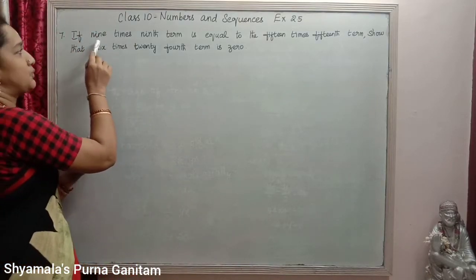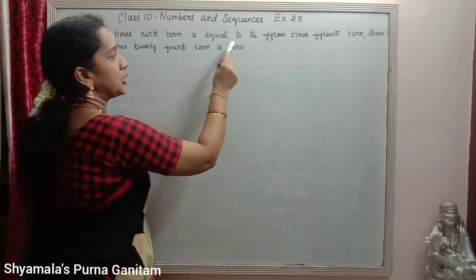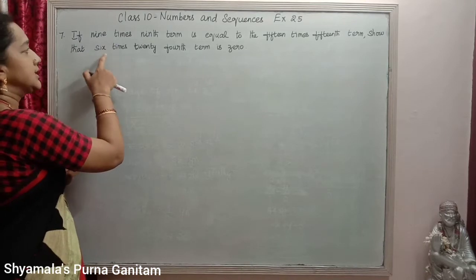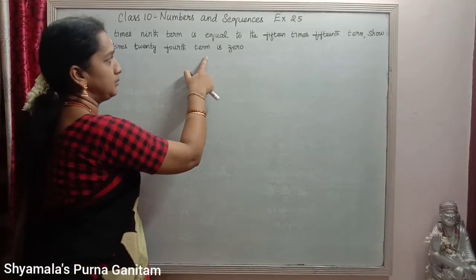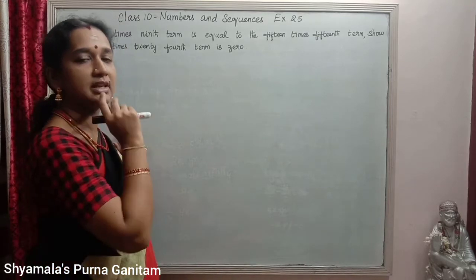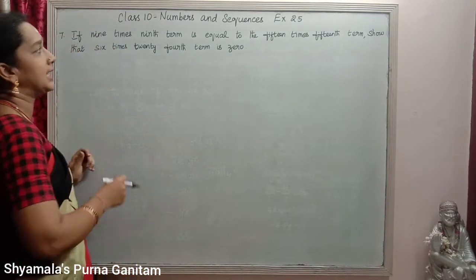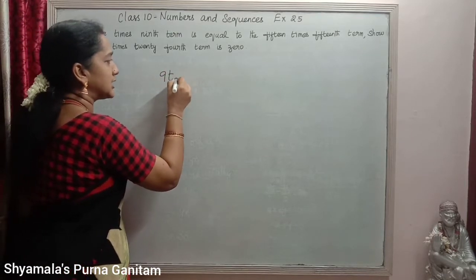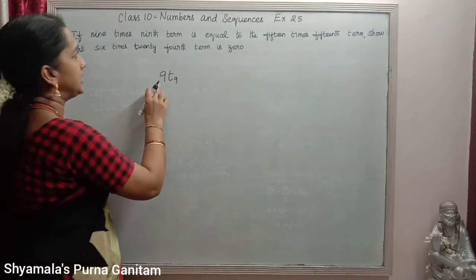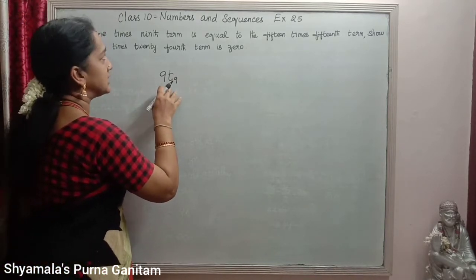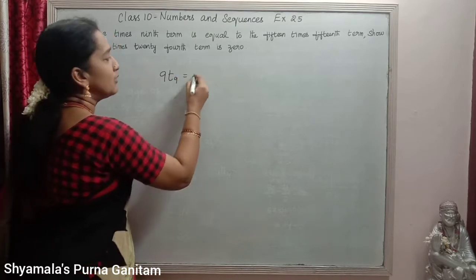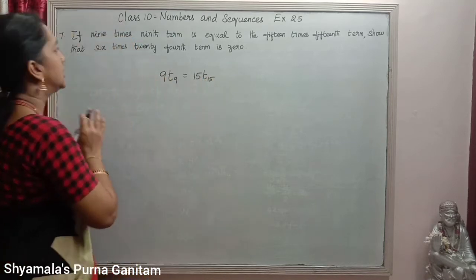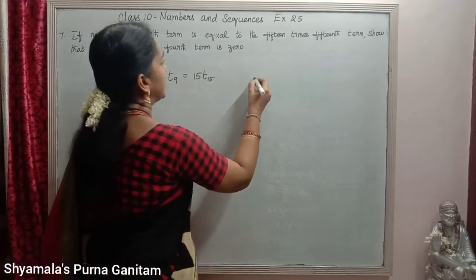So the 7th sum is: if 9 times the 9th term is equal to 15 times the 15th term, show that 6 times the 24th term is 0. So this is what we are asked to find. If 9 times the 9th term, that is 9 times T9, is equal to 15 times the 15th term, that is 15 times T15.